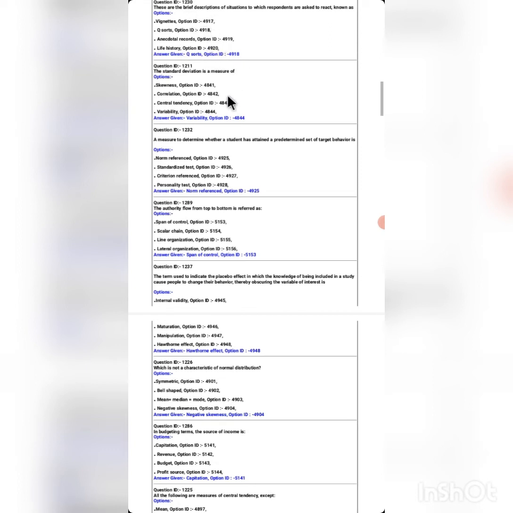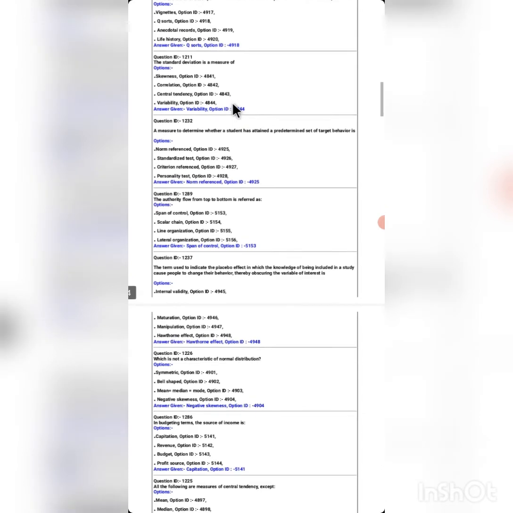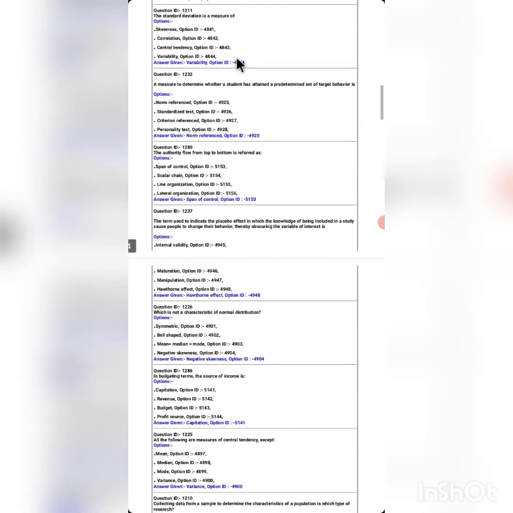Okay, moving on to the next question. The next one is the standard deviation is a measure of. So what are the options? Skewness, correlation, central tendency, and variability. So mind here, what is the skewness? पहले तो skewness आ रहा है. The option is skewness. What is the skewness basically?